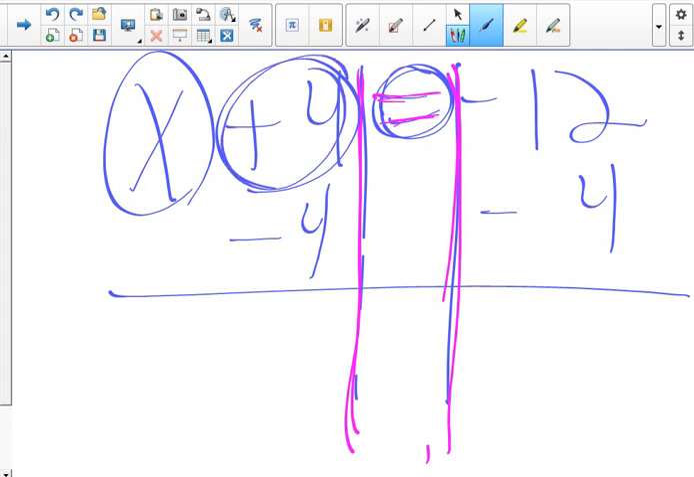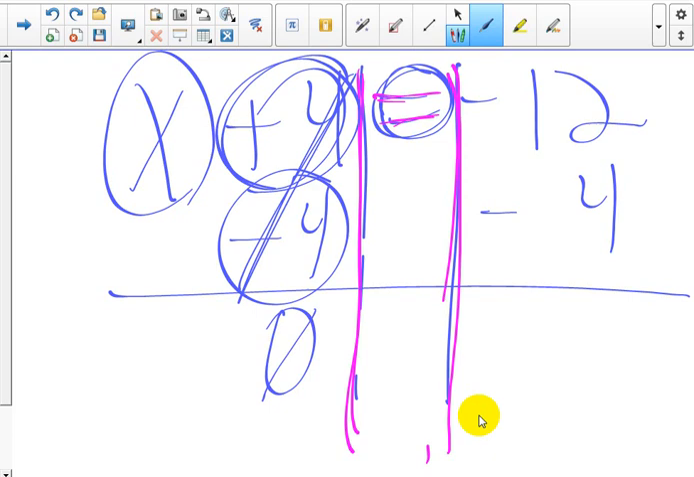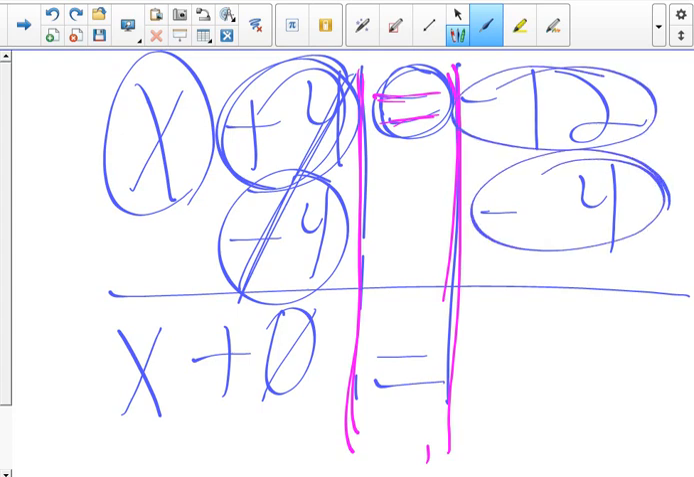So positive 4 minus 4 goes to 0, right? And then carry down your x. So we've got x plus 0 equals, carry down that equal sign. Now negative 12 minus 4 adds up to negative 16.